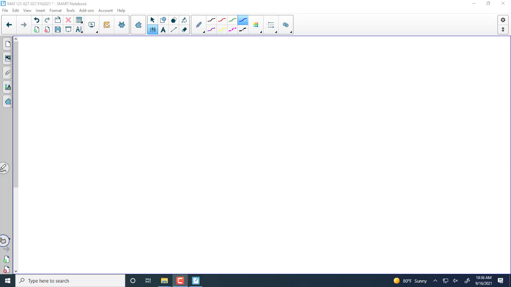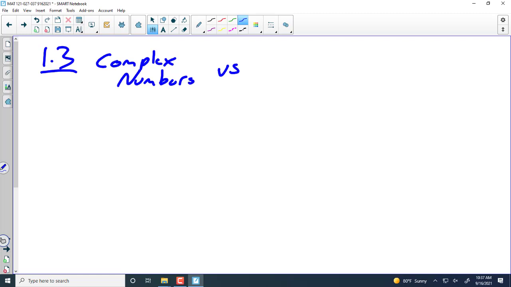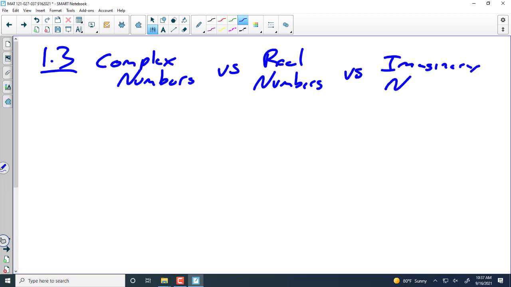Most of our work today is going to be over section 1.3, but it might not be the same way that you've talked about complex numbers in the past. What we need to do is talk about the term complex numbers versus real numbers versus imaginary numbers, because there are several different ways we classify numbers in this class and in math in general.